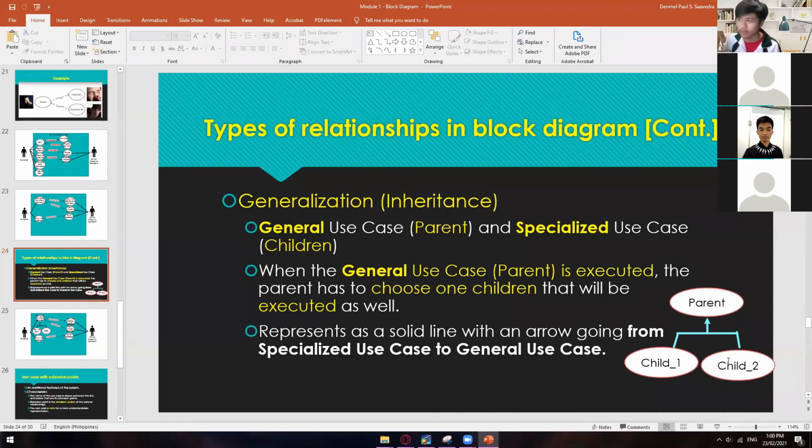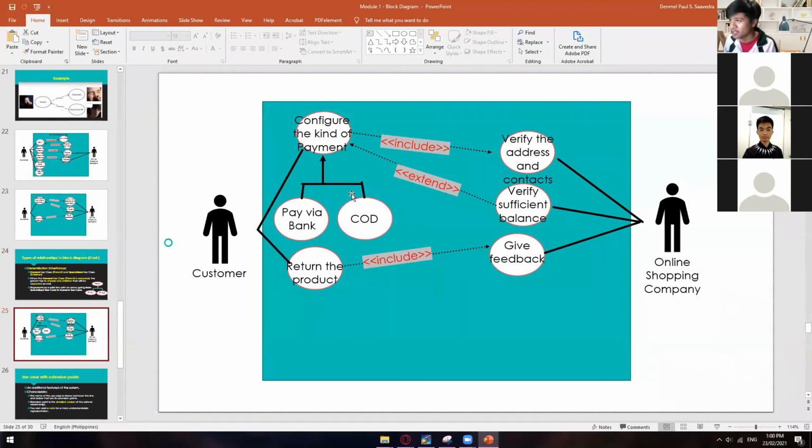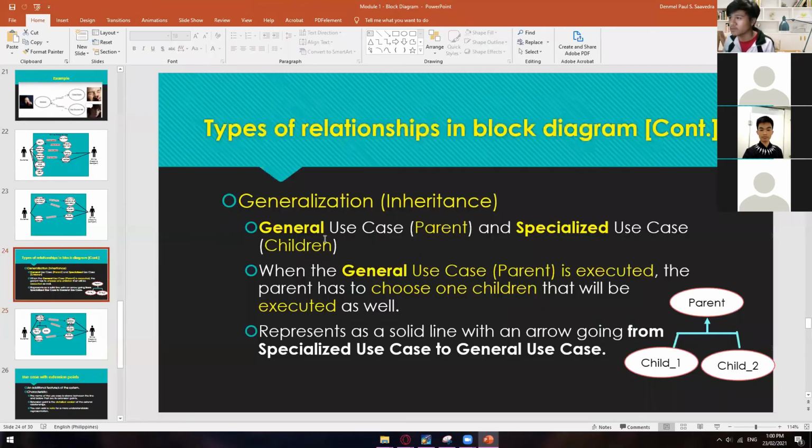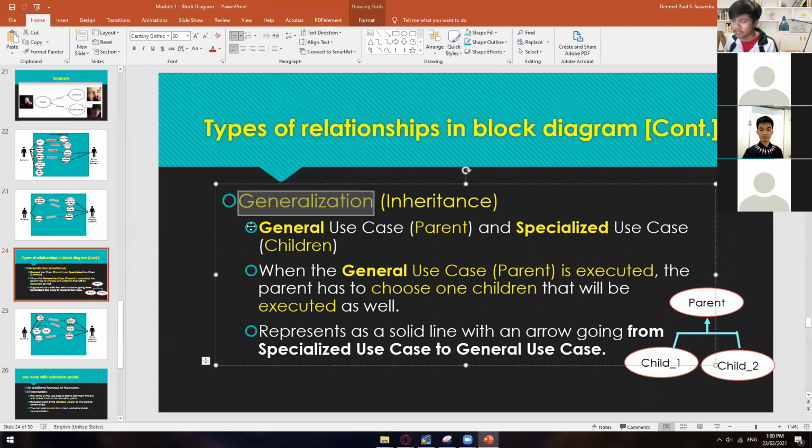So depending on the situation. Let me give you an example, like I mentioned a while ago, wherein this is the parent, configure the kind of payment. In here, you have to choose one child. As you can see right here, it's either pay via bank or pay cash on delivery. So one child only. We call it one generalization, right?